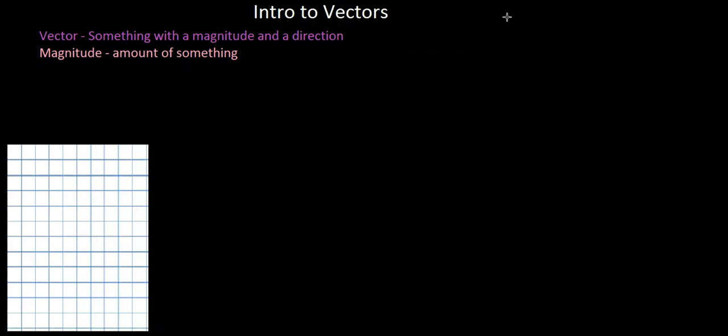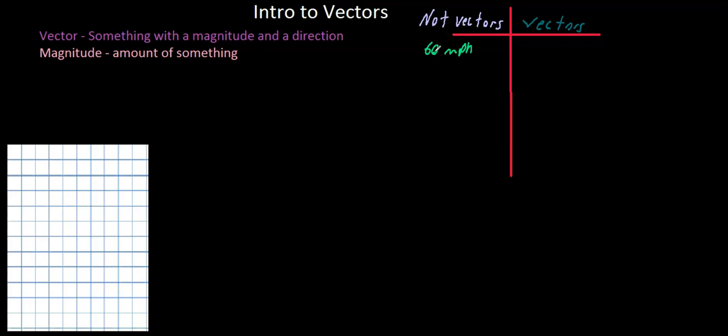So real quick, let's look at some examples of not vectors and vectors. So let's make ourselves a little table here. We'll call this side not vectors, and we'll call the other side vectors. A good example of something with a magnitude that's not a vector would be saying that you're traveling 60 miles per hour. You're telling me the magnitude, but you're not telling me the direction. So a vector would be 60 miles per hour north, for example.